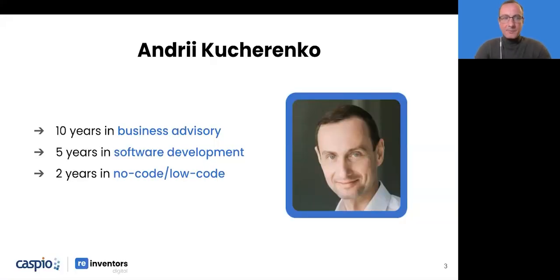My name is Andrei Kucherenko. I spent about 10 years in business advisory. I worked at Ernst & Young, one of the world's biggest audit and consulting companies. I worked in the advisory department, and at that time I learned how valuable data can be and how much it can add to support of business decisions. And also I learned how each business is unique, and that one-size-fits-all solutions rarely work.